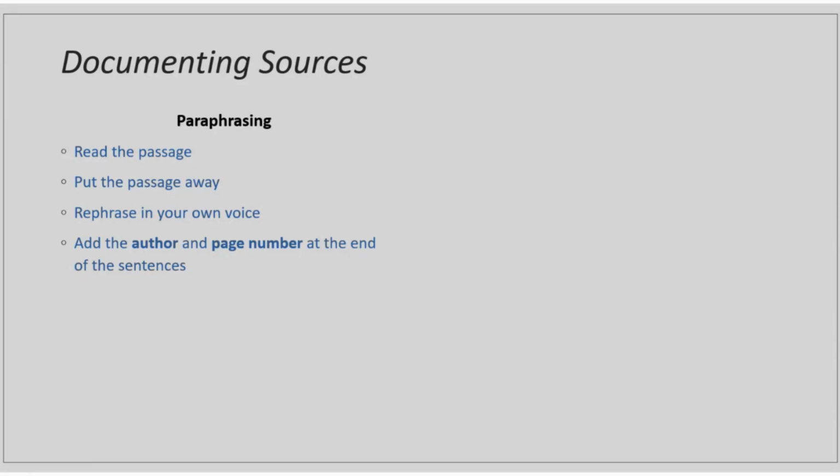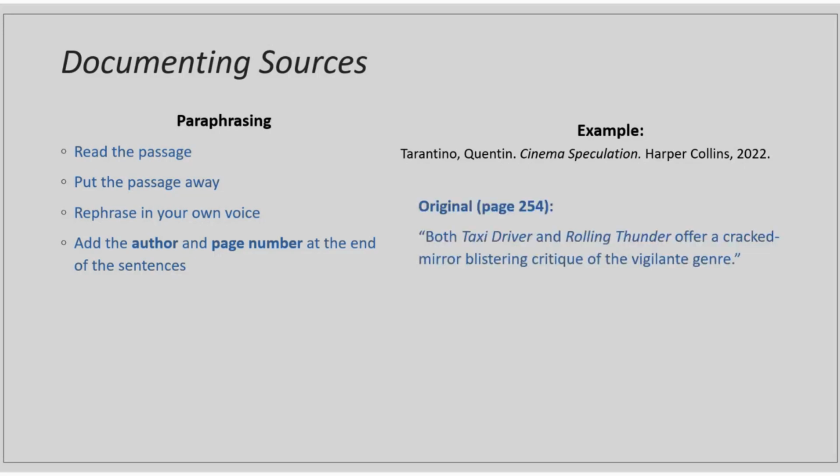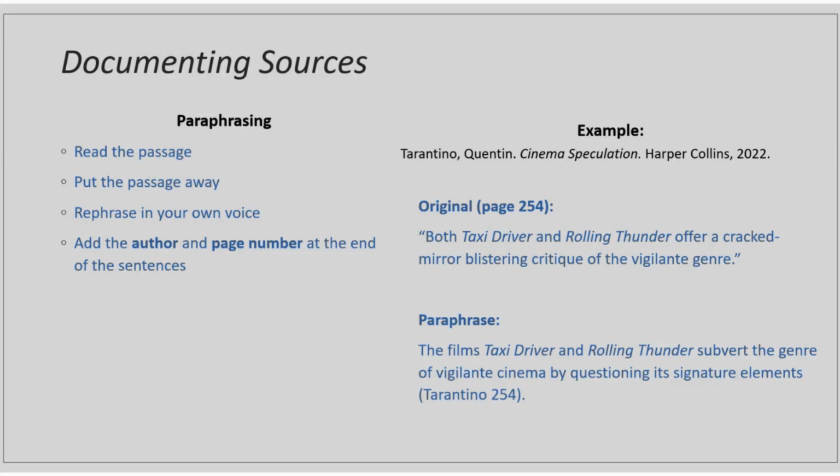So let's look at an example from Cinema Speculation by Quentin Tarantino. The original quote is, "Both Taxi Driver and Rolling Thunder offer a cracked mirror, blistering critique of the vigilante genre." To paraphrase, the films Taxi Driver and Rolling Thunder subvert the genre of vigilante cinema by questioning its signature elements. Tarantino 254.